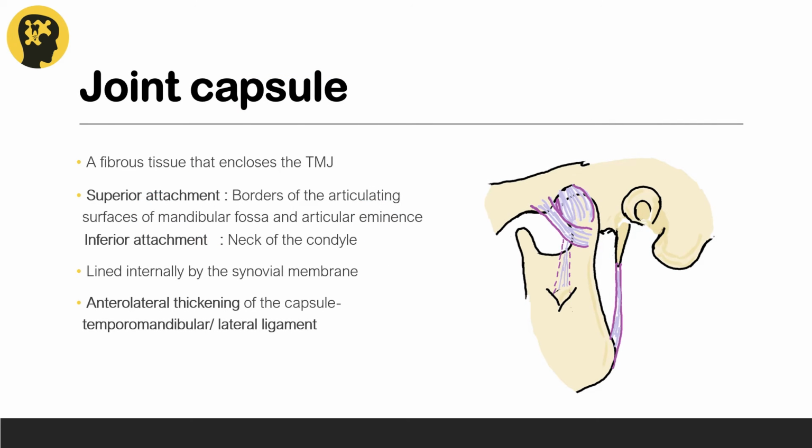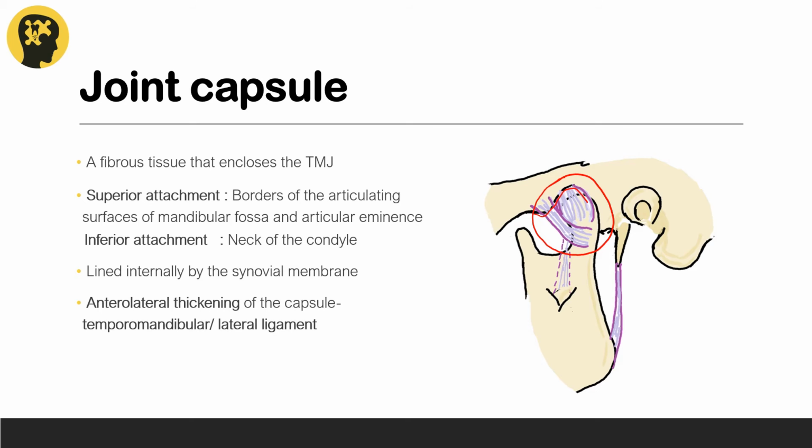The joint capsule is a fibrous tissue that encloses the joint. So it keeps the components of the joint together and in a way stabilizes the joint. So it's called the capsular ligament as well. Now, superiorly, it's attached to the border of the articulating surfaces, which is the mandibular fossa and the articular eminence, and inferiorly, it attaches to the neck of the condyle.